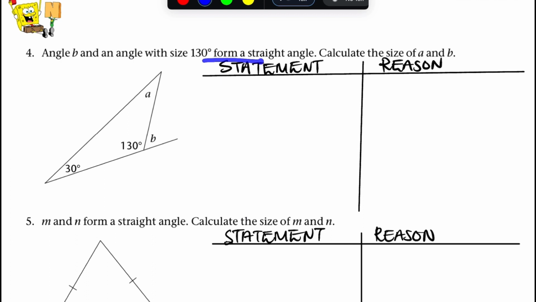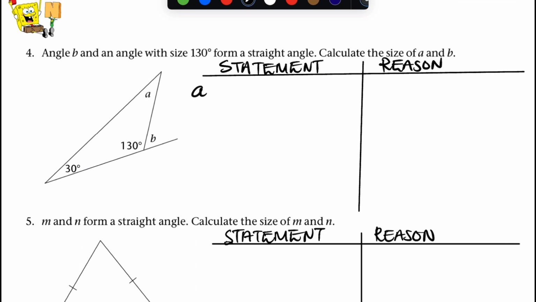130 forms a straight line. Calculate the size of A and B. So they give you a hint there in the statement. They said angle B with this, they form 180 in a straight line. So we'll find A and B. We can first find A, or we can find B. So finding A, you just add this angle plus this angle, which will give you A.